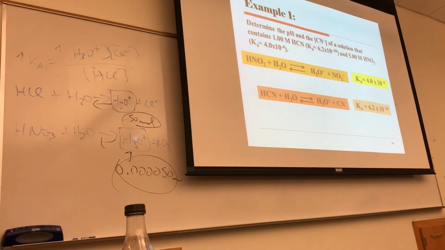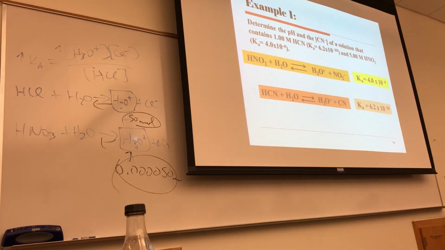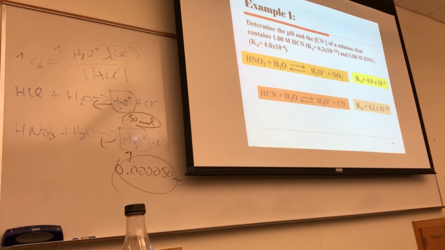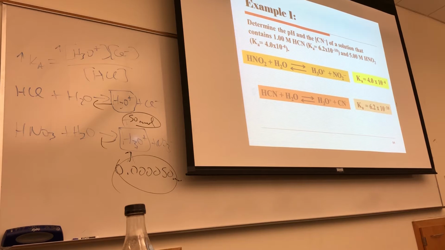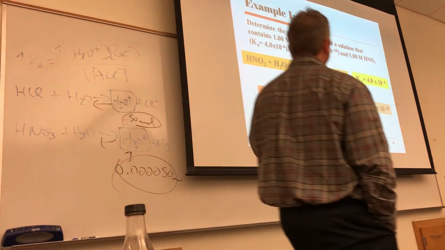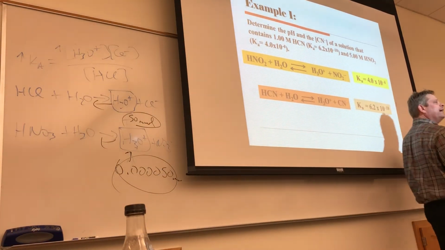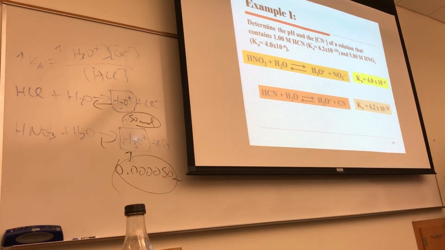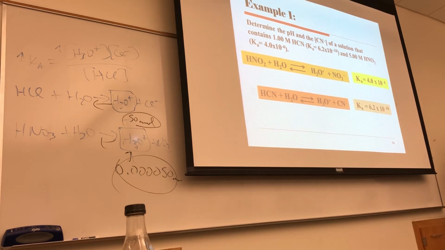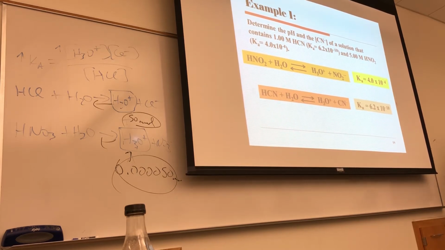How do I determine what that less is? ICE chart, it's an equilibrium. And guess what? I have the equilibrium constant, or the Ka. Okay? But before I even do that, what else can I do here based on what we just learned in terms of two weak acids? You can ignore the weaker one.